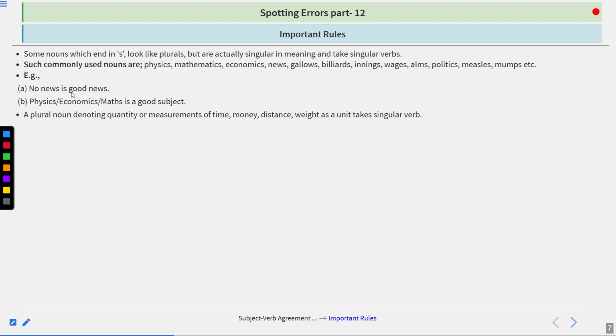A plural noun denoting quantity or measurements of time, money, distance, weight as a unit takes singular verb. So if a plural noun denotes quantity or measurements of time, money, distance, weight, it takes singular verb if it acts as a unit. 5 kilograms is not a heavy weight. So here 5 kilograms is the subject of this sentence, but it is acting as a unit, as a whole sum, as an amount, because we are referring to 5 kilograms as a heavy weight.